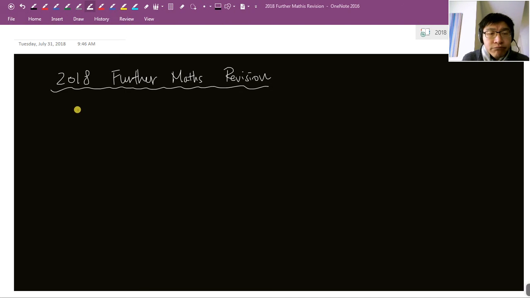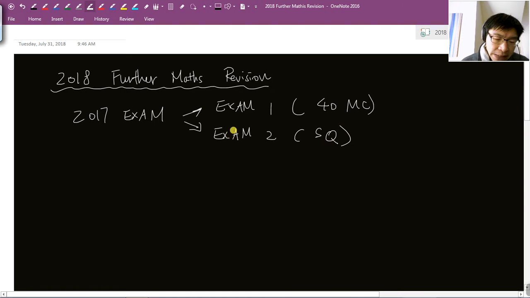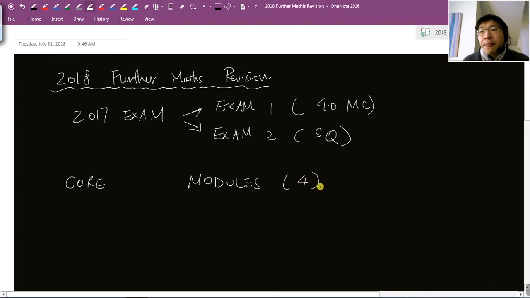So let's see, in the 2017 exam, if you look at the exam paper, there are always two exams, examination one and examination two. In examination one, we have 40 multiple choice questions, and in examination two, you will have a few short answer questions to complete. No matter which exam you're looking at, they have two sections. One section is the core study, the other is the elective modules. In total, we have four elective modules, but you only need to take two out of four.